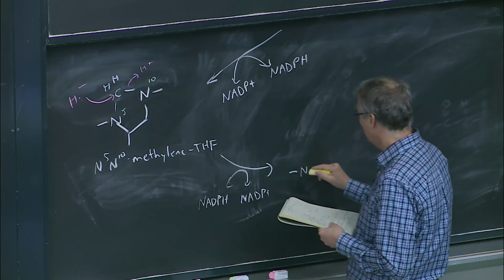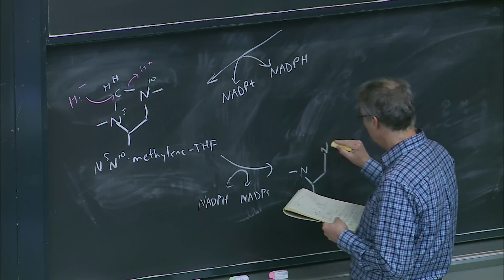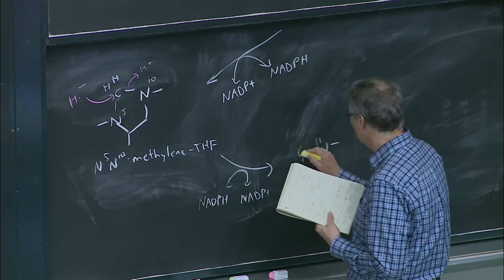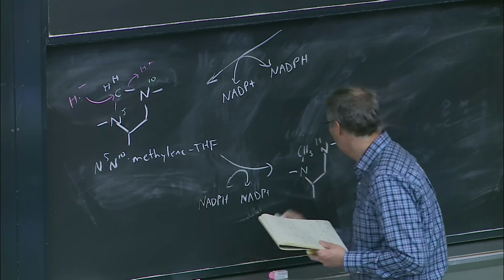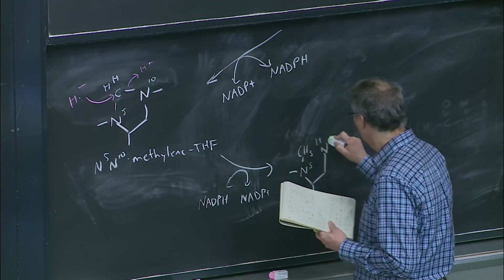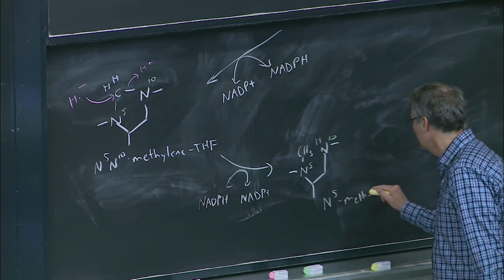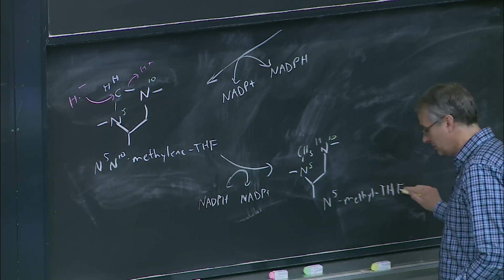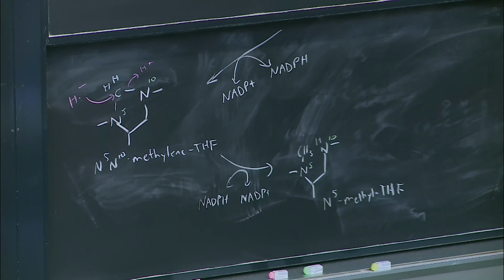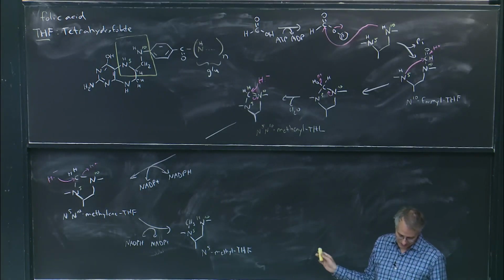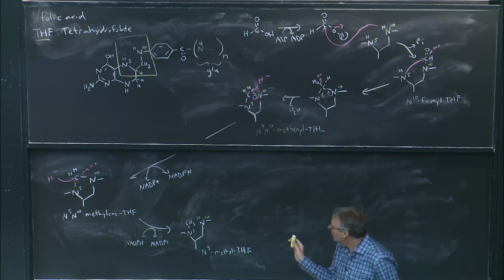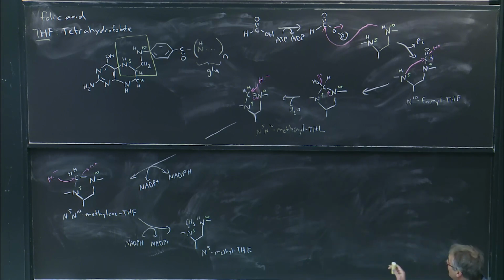then I end up with this molecule, which is N5 methyl THF. Appears incredibly complex what's going on here, but I went through this because what I want you to realize is that each of these species are simply tetrahydrofolate carrying a one carbon unit in a different oxidation state, okay?